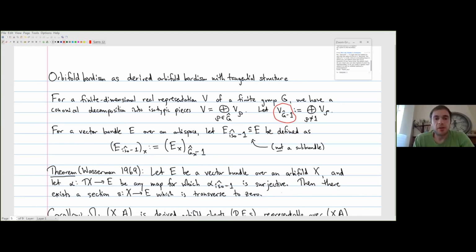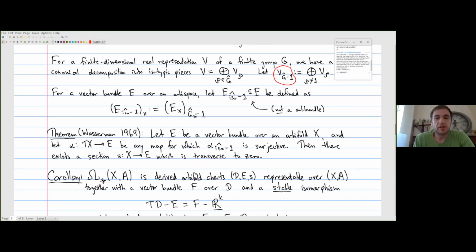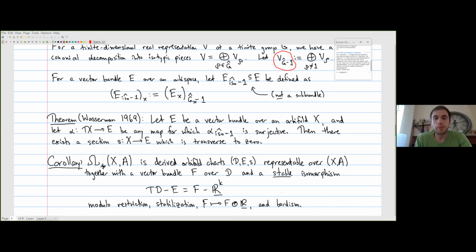And the corollary you get is that ordinary bordism can be described in terms of bordism with derived orbifolds as follows. So you take derived orbifolds, again representable over X. And this thing on the left here, you should consider to be the tangent space to the derived orbifold. So maybe I'd just call this the tangent space to D, E, S.